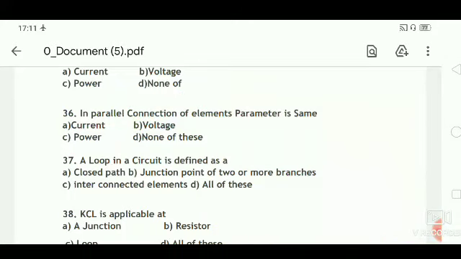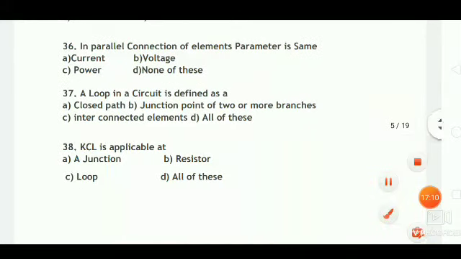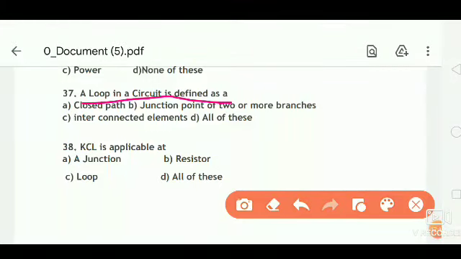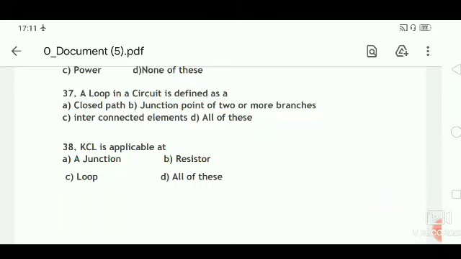So the next question is, a loop in a circuit is defined as: option A, closed path; option B, junction point of two or more branches; option C, interconnected element; and D, all of the above. A loop of a circuit is always a closed path. So here option A is the right answer.